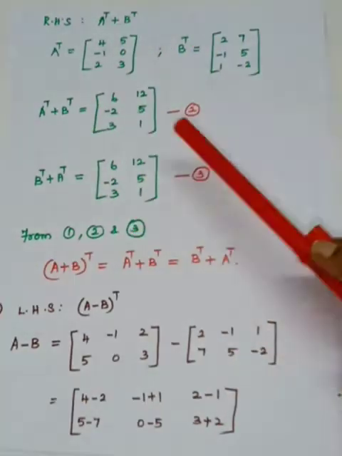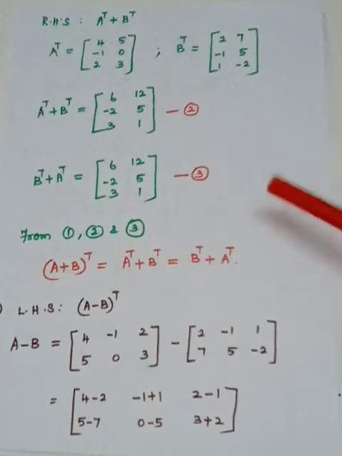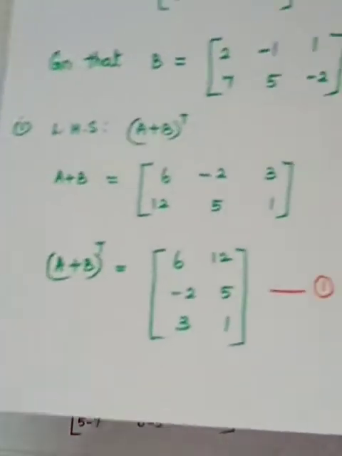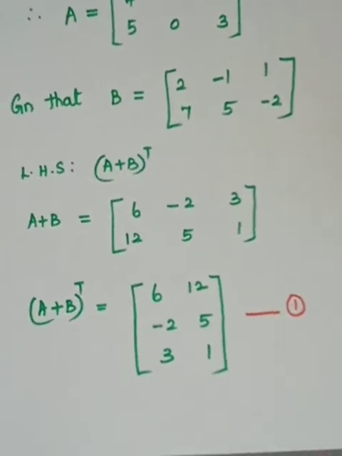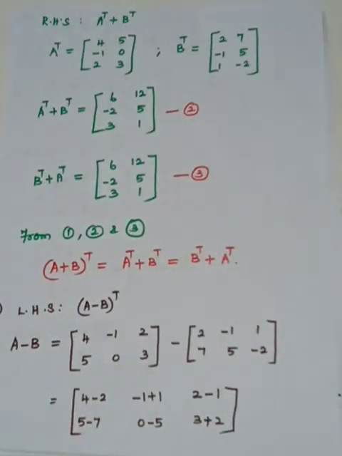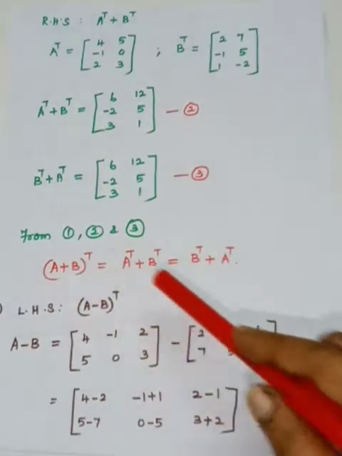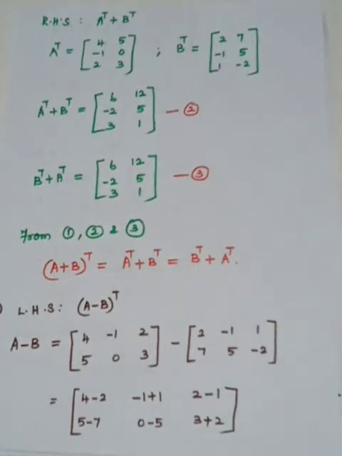In the same way, you look at the second and third. Already 1 we have found. What is 1? A plus B the whole transpose. All the three, if you consider, they are equal. So we have verified A plus B the whole transpose is equal to A transpose plus B transpose, which is equal to B transpose plus A transpose. The first subdivision results are verified.